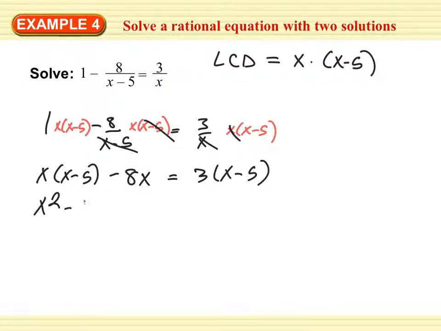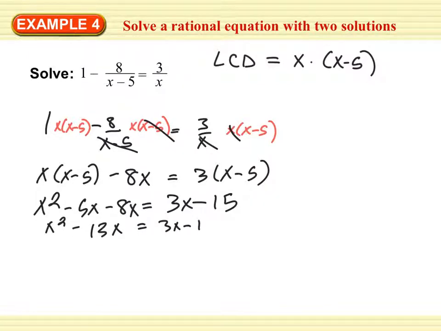Distribute: x squared minus 5x minus 8. I just found my mistake. Sorry, I actually had to rewind and fix this one. This is 8x. First time I did this problem, I just wrote 8. And I was way off on my solution. All right, collect like terms. X squared minus 13x equals 3x minus 15.